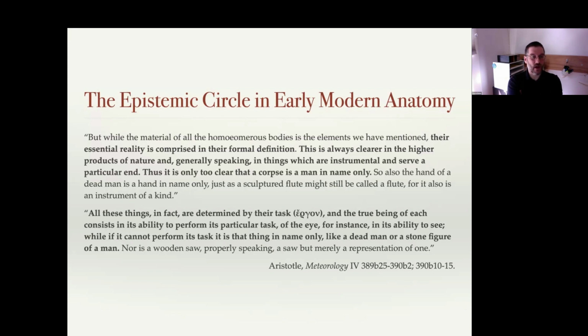And he says all of these things are determined by their task, their ergon, sometimes translated as function. And the true being of each consists in its ability to perform its particular task, of the eye, for instance, in its ability to see. While if it cannot perform its task, it is that thing in name only, like a dead man or a stone figure of a man.